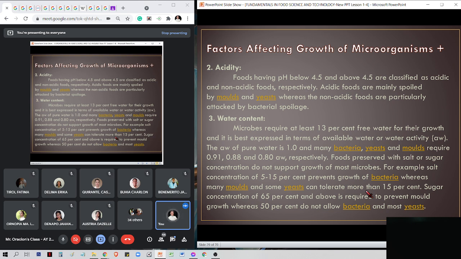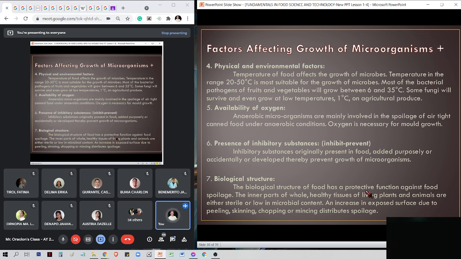So we have it here, number four, which is physical and environmental factors. When we're talking about physical and environmental factors, these are commonly the temperature. Okay? The temperature and the physical things that we attach or use in food preservation. So, temperature of food affects the growth of microbes. Okay? Temperature affects the growth of microbes. Then the temperature in the range of 20 to 50 degrees Celsius is most suitable for the growth of microbes.